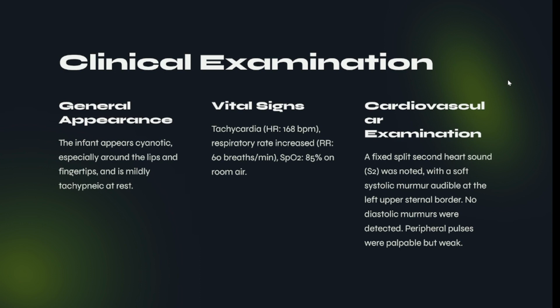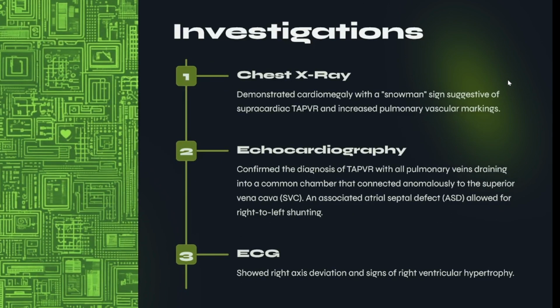Cardiovascular examination. A fixed split second heart sound, S2, was noted, with a soft systolic murmur audible at the left upper sternal border. No diastolic murmurs were detected. Peripheral pulses were palpable but weak. Investigations. Chest X-ray demonstrated cardiomegaly with a snowman sign suggestive of supracardiac TAPVR and increased pulmonary vascular markings.